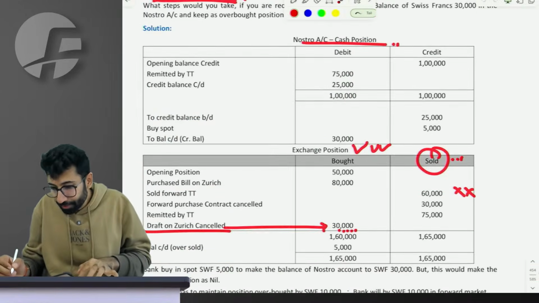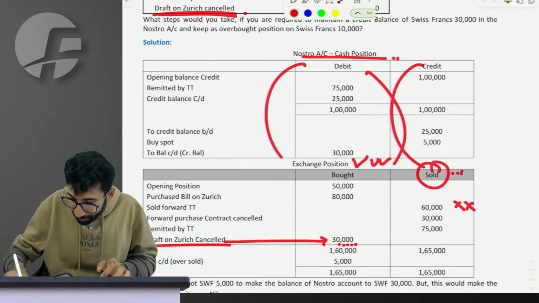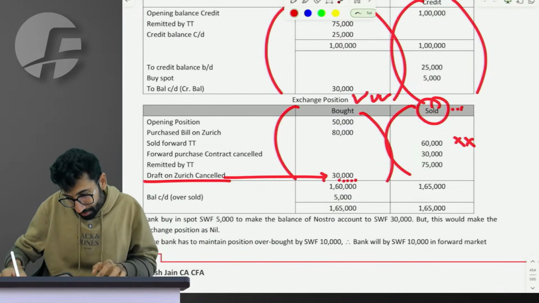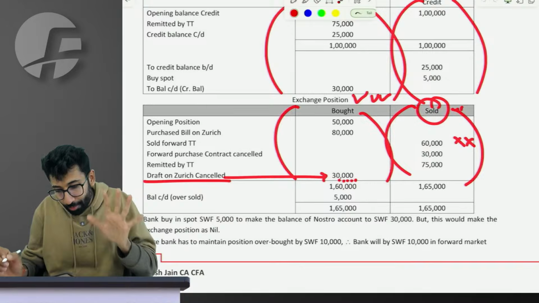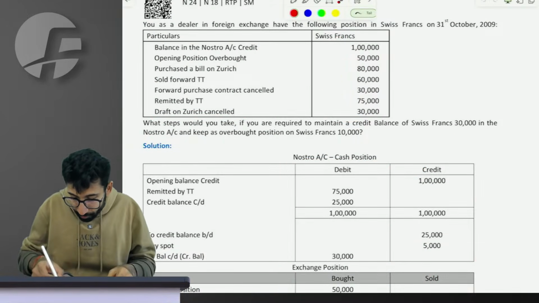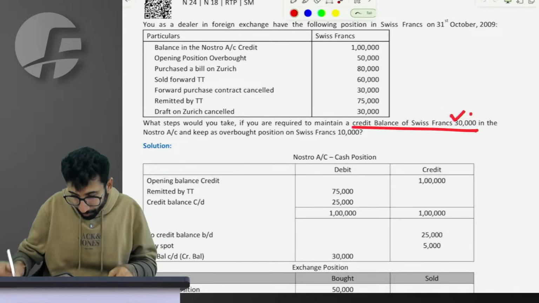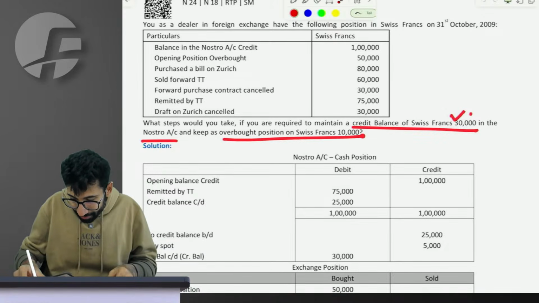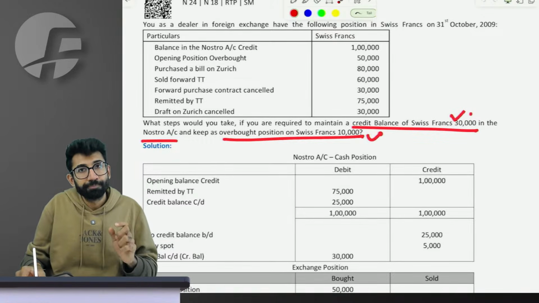The objective here was to be able to explain to you how you record the transaction. The next part of the question is really easy, which says that after all these transactions happening, we want to maintain a credit balance of 30,000 Swiss franc in nostro and 10,000 Swiss franc in overbought. How will you do it?